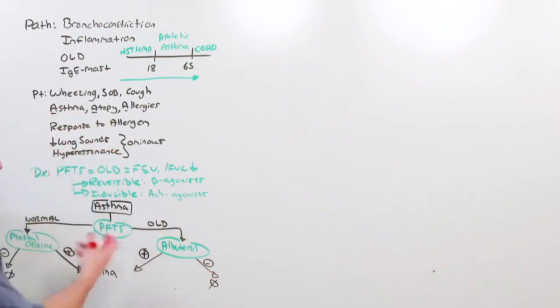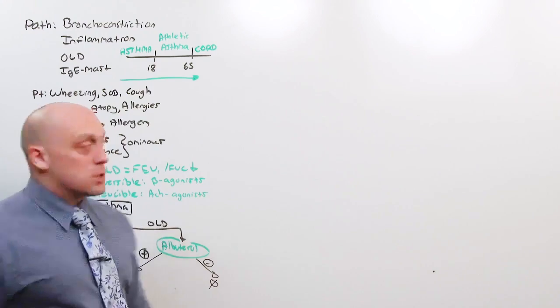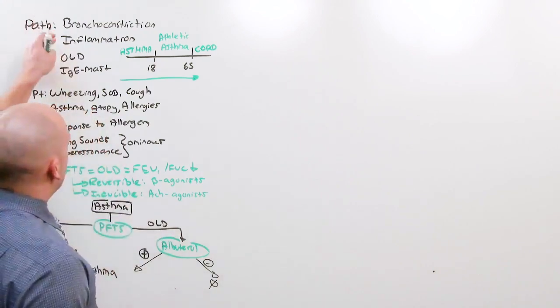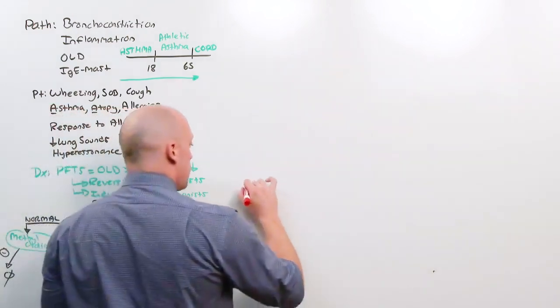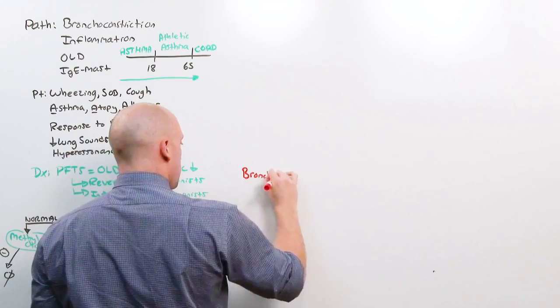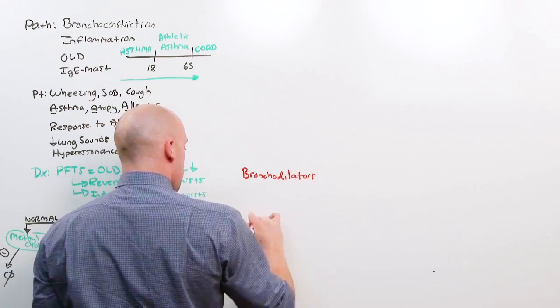And when you have asthma diagnosed, you then need to know how to treat it. And since the problem is both bronchoconstriction and inflammation, it should be no surprise that the treatment is going to revolve around bronchodilators and anti-inflammatories.